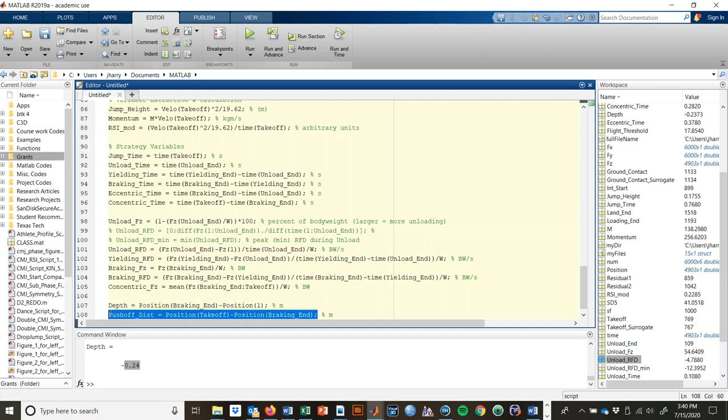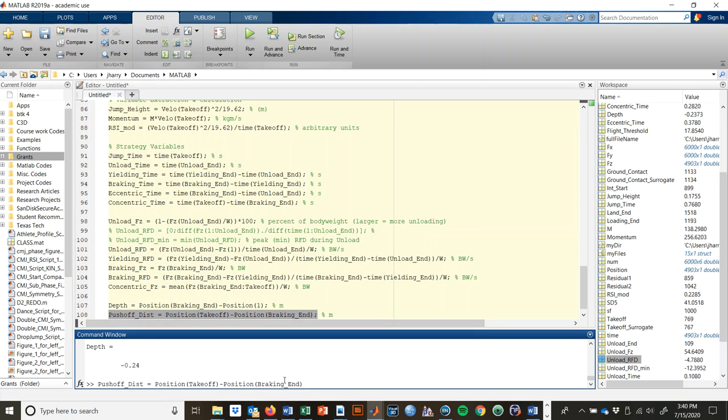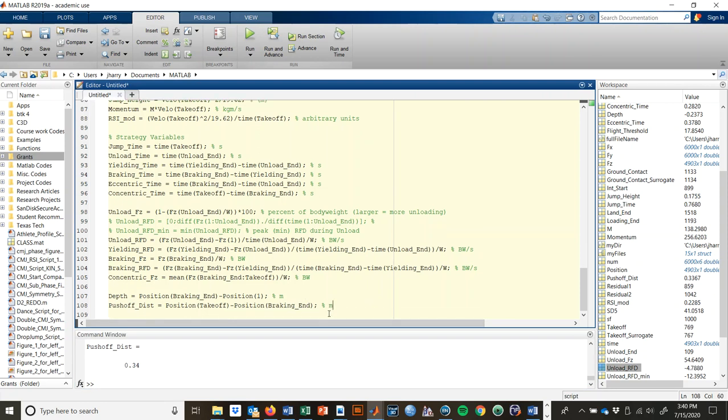Now if we compare, depth was 24 centimeters. Push-off distance will obviously be a positive value based on how it works as a vector. But you can see it's 34 centimeters, so there's actually 10 centimeters of extension beyond where they were when they started the counter movement. So that could reveal some changes in your interpretation if you don't have that value.